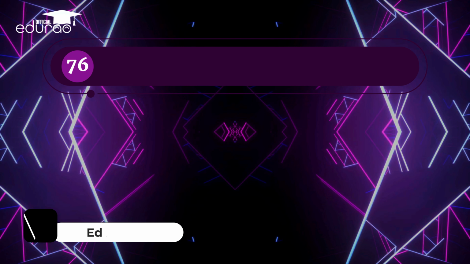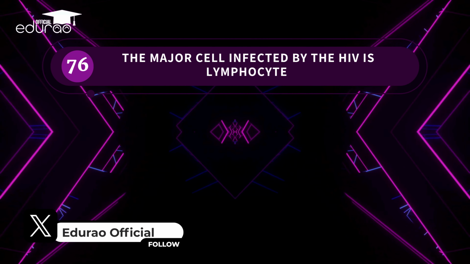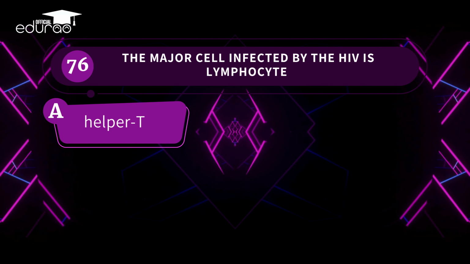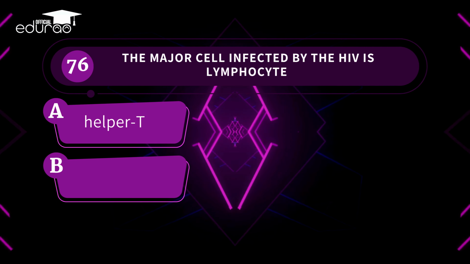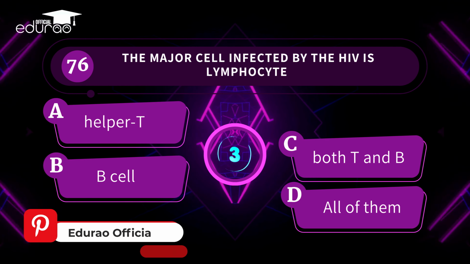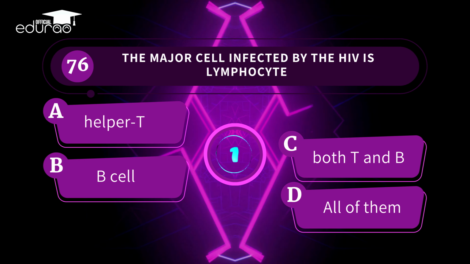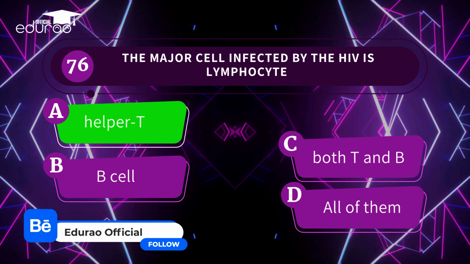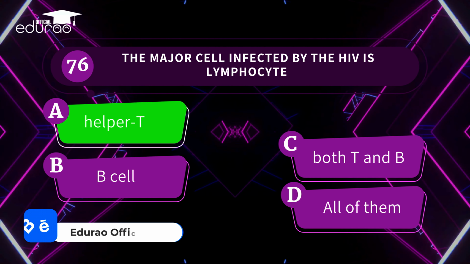Question 76. The major cell infected by the HIV is lymphocyte. A. Helper T. B. B cell. C. Both T and B. D. All of them. You've got it right on the mark. Correct answer is helper T.